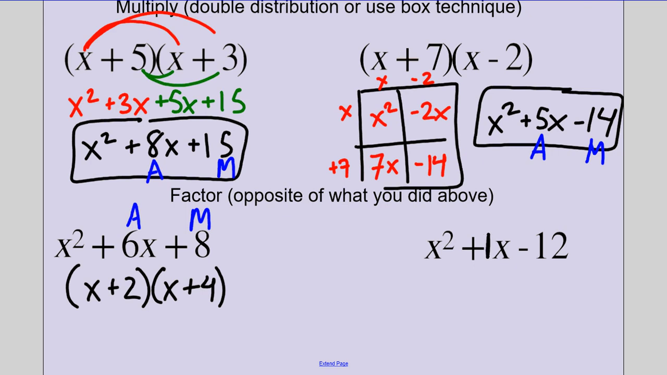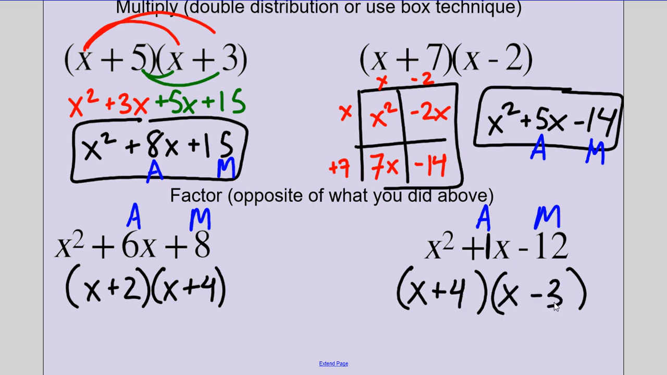Over here, there is a 1 out in front of the middle x term. So I need two numbers that multiply to make a negative 12 and add up to be 1. They need to be opposite in sign because they multiply to be a negative, and the bigger number needs to be positive, so it's got to be a 4 and a minus 3. 6 and negative 2 add up to be 4, 12 and negative 1 add up to be 11. The only combination that works is positive 4 and negative 3. There you go. That's an overview of the first half of the unit.